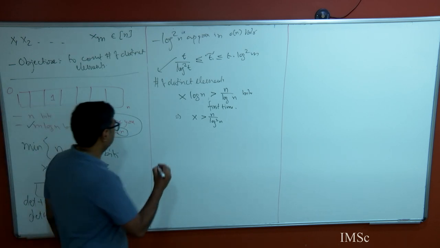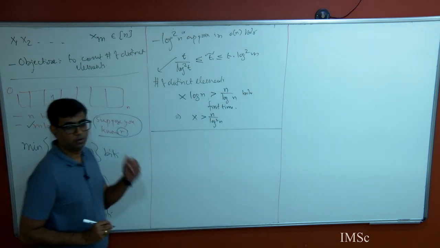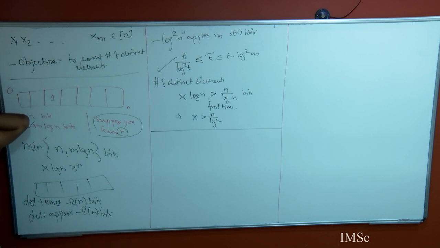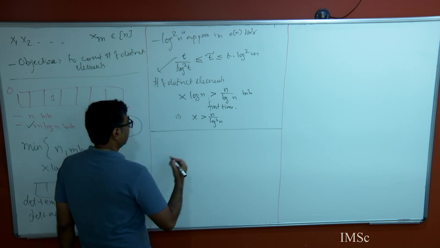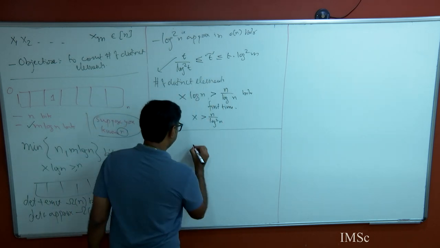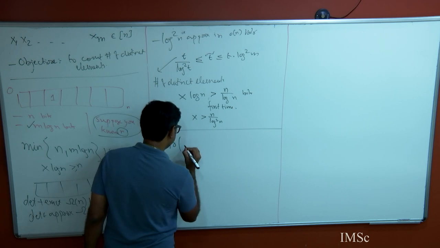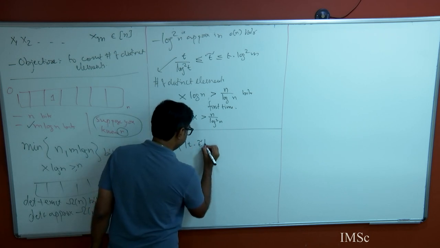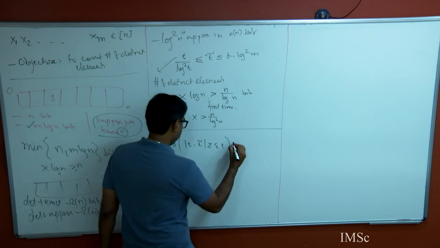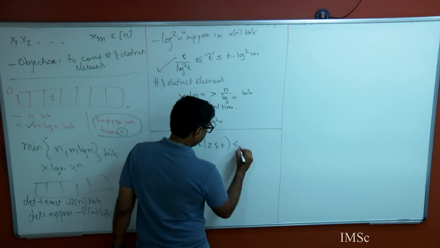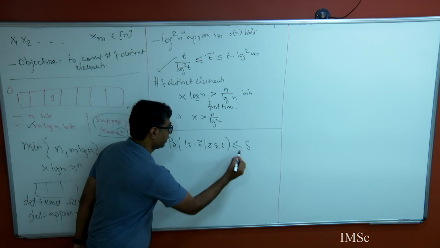So before we go on, what did we see last time? We saw an algorithm last time which took basically log n space. Now we know that these two bounds cannot be achieved. And then we said, look, I can come up with an algorithm which will return a t tilde such that the probability that t minus t tilde is greater than epsilon t is less than delta. What does this mean?